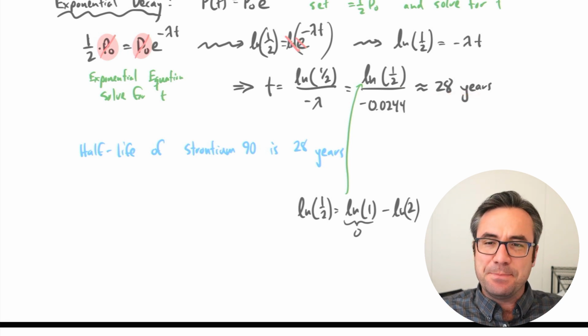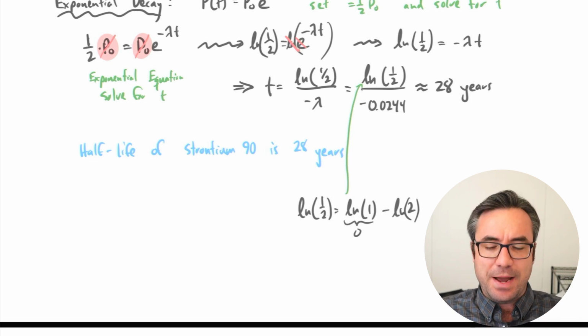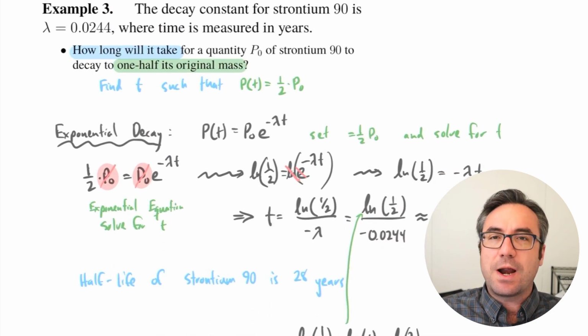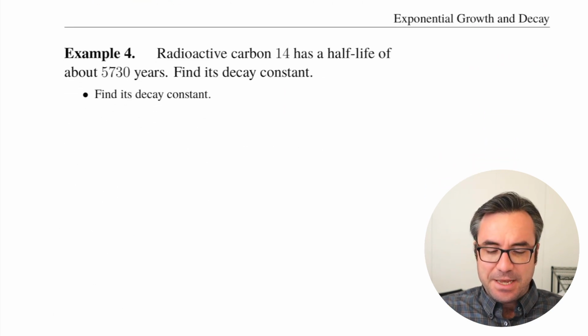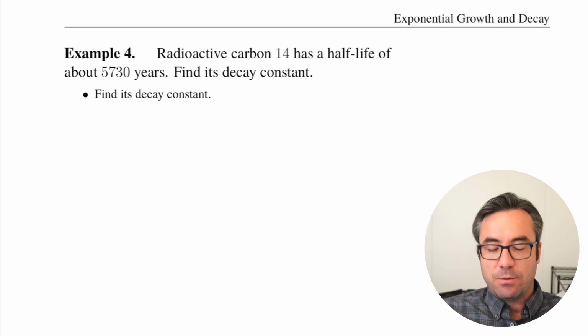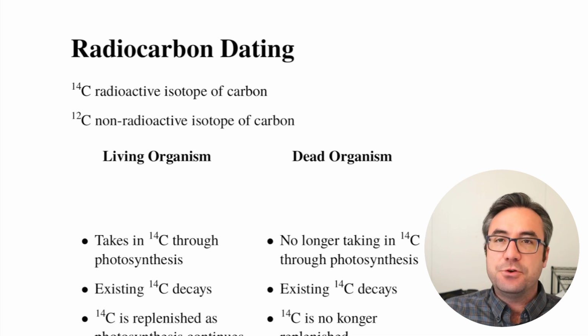All right, so that's going to do it. And we'll try some more examples along these lines of radioactive decay. But it's kind of good to try one out before class. And what we're going to be doing next is we're going to look at radioactive carbon-14, and we're going to see how we can use that to do radiocarbon dating.